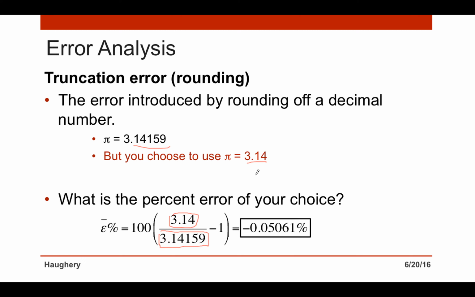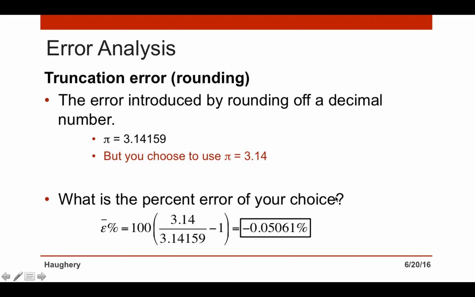So this number, 3.14 for pi, is actually 0.05% below what it should be in reality. So that's our error, it's our negative error.